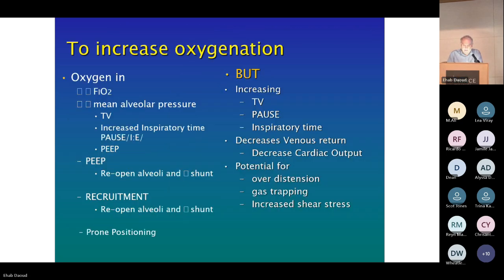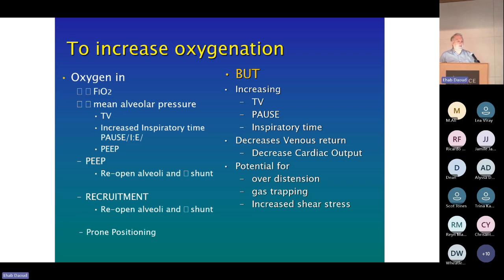So, how else can we improve oxygenation? Not FiO2 or raising PEEP. What else can we do? Well, one of the problems with raising the pressures is that increasing tidal volume, increasing pause time, and increasing expiratory time will decrease venous return, which decreases cardiac output. And there's the potential for overdistension, gas trapping, and increasing shear pressure.